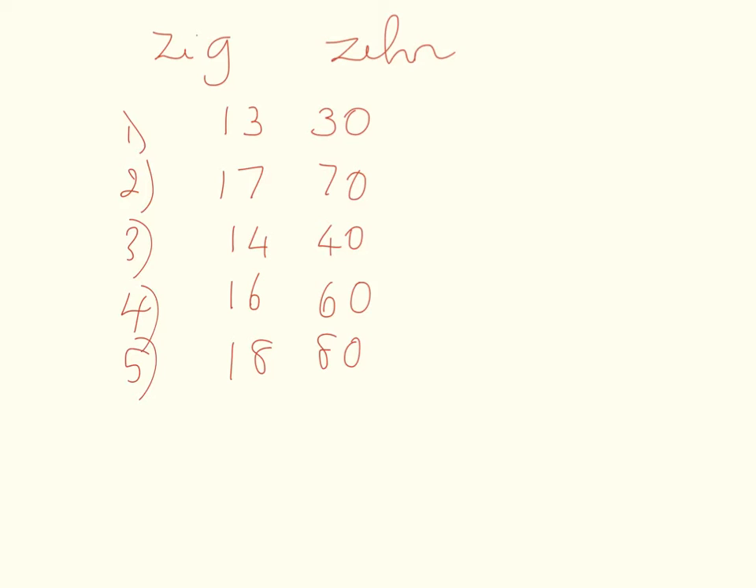Can you differentiate between whether you hear the zig or the zehn at the end of each of these? Nummer 1, 30. Nummer 2, 17. Nummer 3, 14. Nummer 4, 16. Nummer 5, 80.